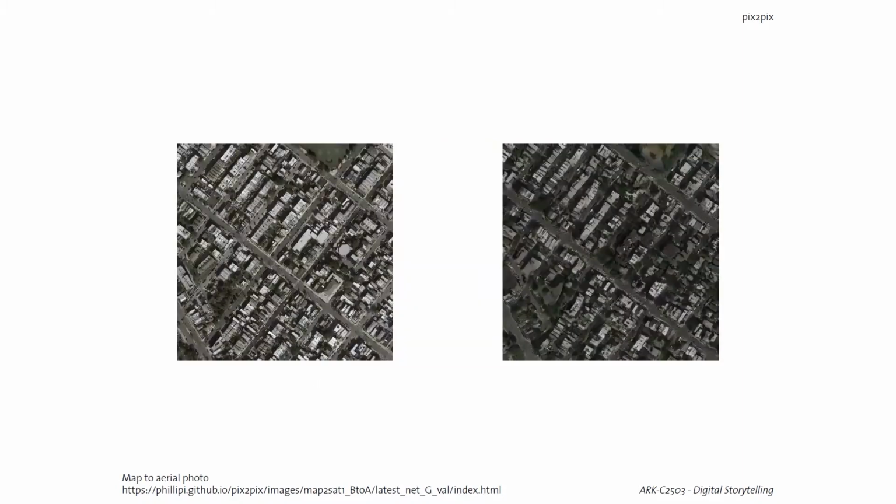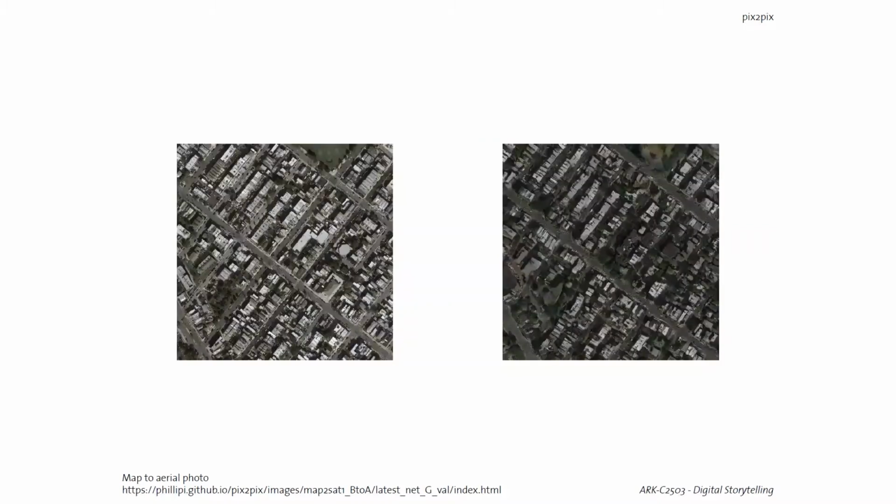Another use case, map to aerial photo. So we have just a screenshot from a city map. And then one of them is an actual aerial photo from Google, and the other one is a computer reconstruction. So basically, again, the network can look at this image here and figure out, these are buildings, these are roads, this is something in between, and it's able to fill in the details.